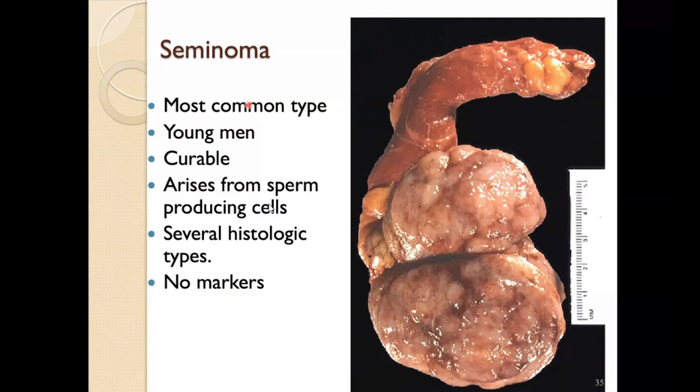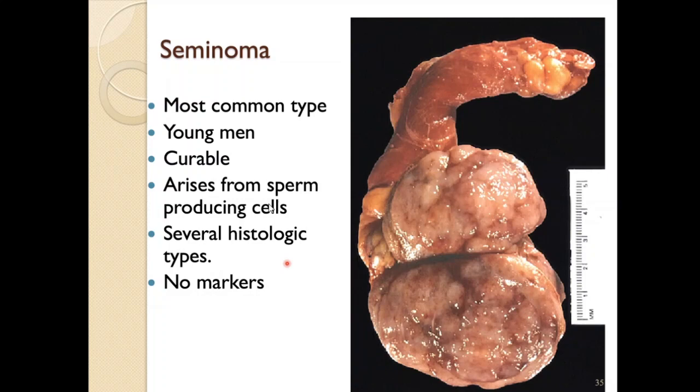This is the peak incidence, the peak age. It can affect even younger men. It is curable when we diagnose it. We refer the patient straight to the physician to care for that. So it arises from sperm-producing cells, and there are several histological types. There are no markers you can measure in the serum as a screening tool or diagnostic tool.